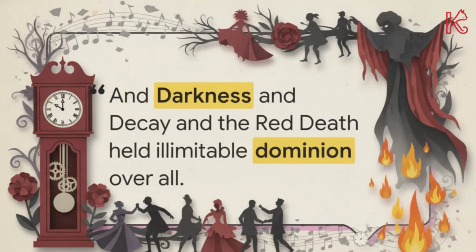The story concludes with one of the most devastating lines in Gothic literature. And darkness and decay and the Red Death held illimitable dominion over all. The clock stops ticking, the fires go out, and the illusion is shattered forever. Poe leaves us with a haunting realization about the architecture of our own lives.